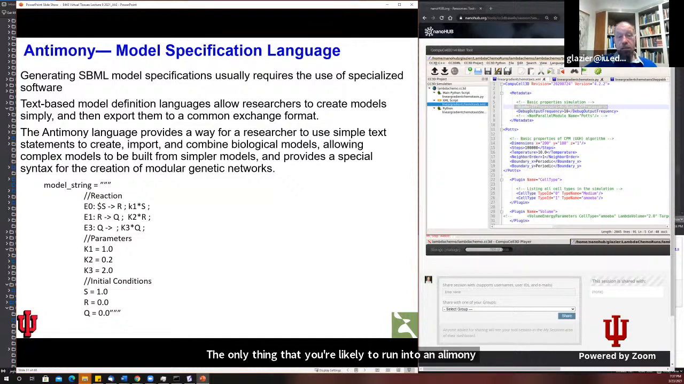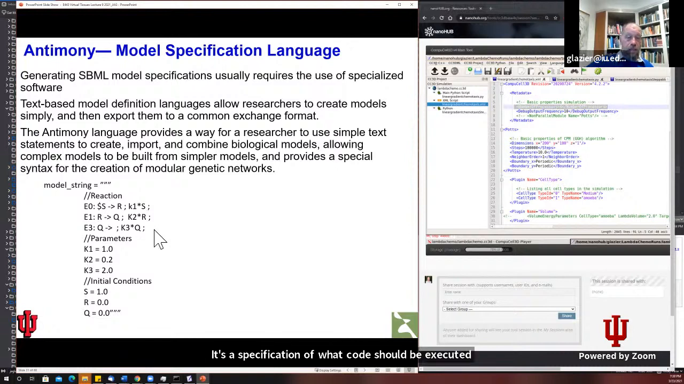The only thing that you're likely to run into in antimony that's a little more complicated is the concept of an event. You can have if statements inside of antimony that work in a slightly funny way. The other thing that you have to watch out for in antimony, which we ran into earlier today, is that antimony is what's called a declarative language. So it's not code that's executed. It's a specification of what code should be executed.